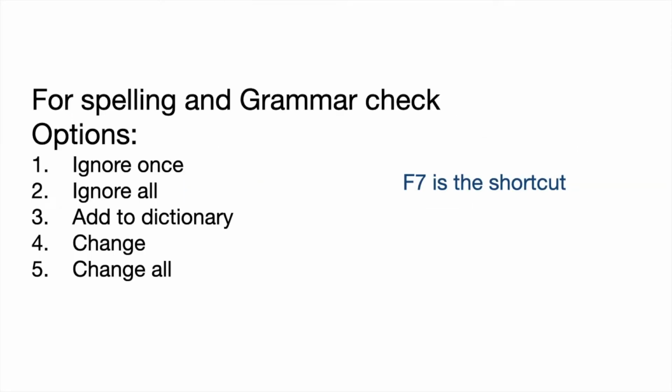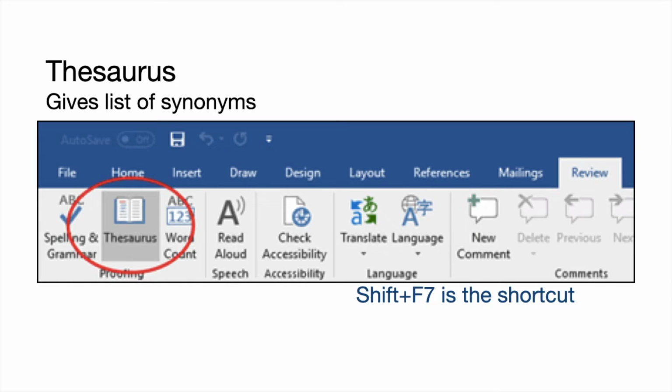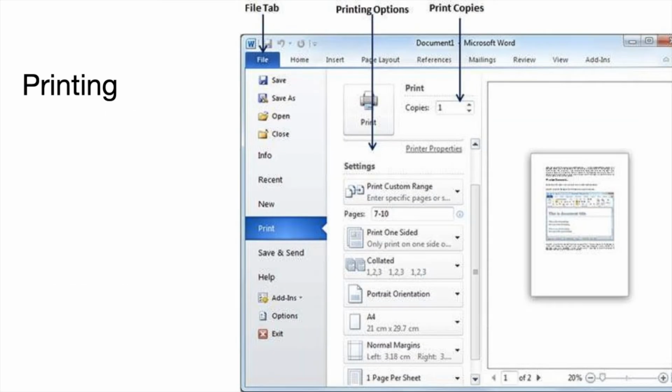For spelling and grammar check, you can press F7 as a shortcut, and the options that it gives you if it finds an error, is ignore once, ignore all, add to dictionary, change, or change all. You even have a thesaurus option, which is to the right of the spelling and grammar check. This gives you a list of various other synonyms that can be used for the same word. And the shortcut is Shift plus F7.